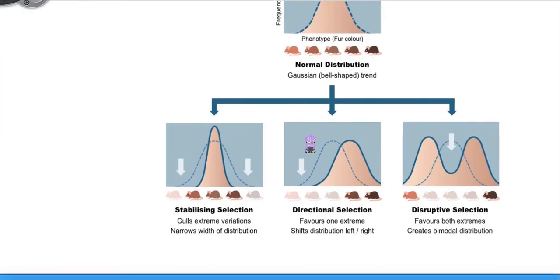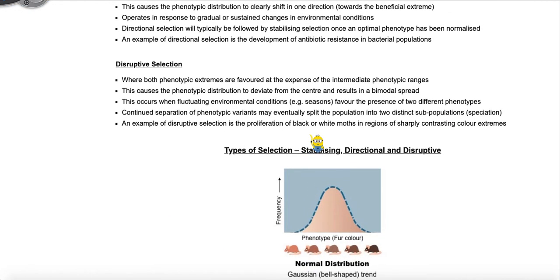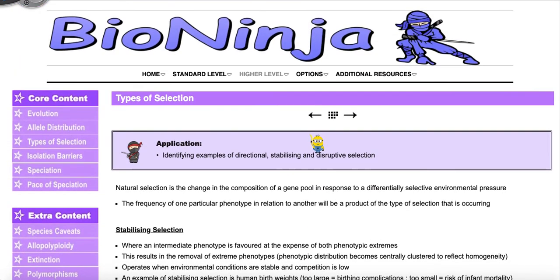Okay, so these are the 3 types of selection, and that is it for today.